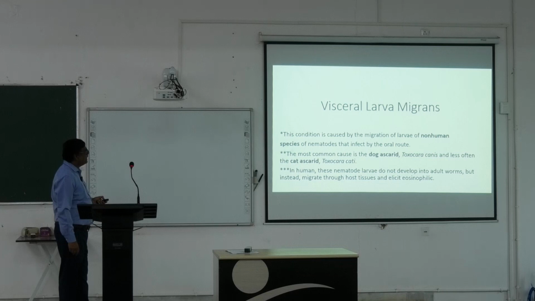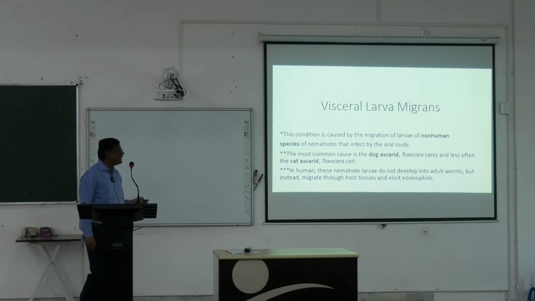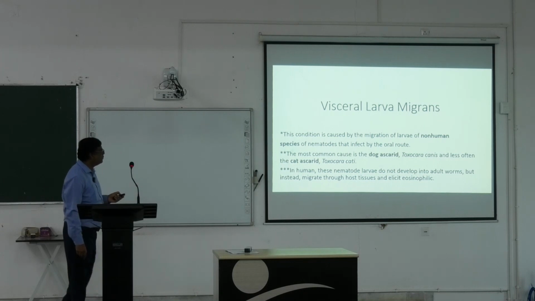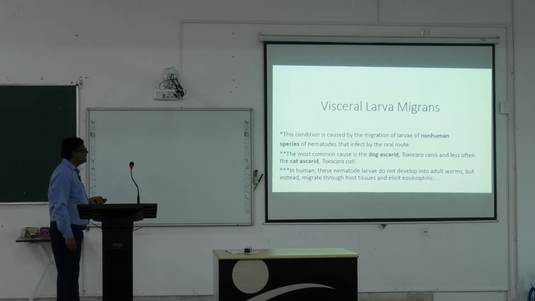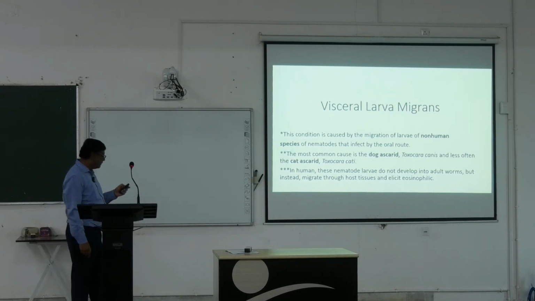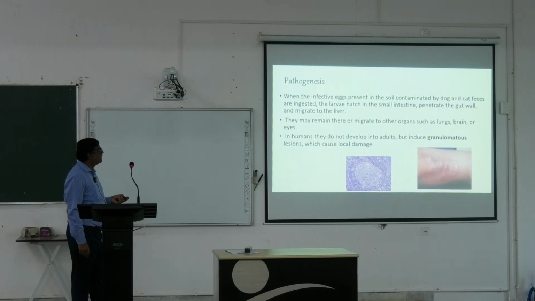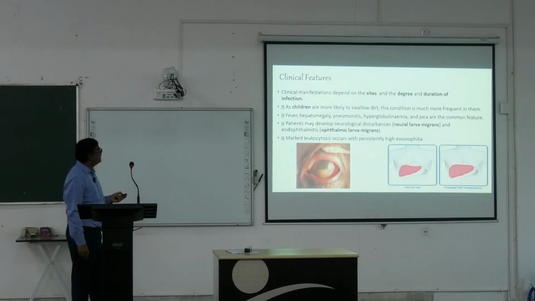The visceral larva migrants, this condition is caused by the migration of larvae of non-human species of nematodes that infect by the oral route, and the most common is the dog ascarid, Toxocara canis and Toxocara cati. These are the causative agents. Toxocara canis and cati, dog and cat, usually the domestic one. So deworming is very much required for these domestic animals.